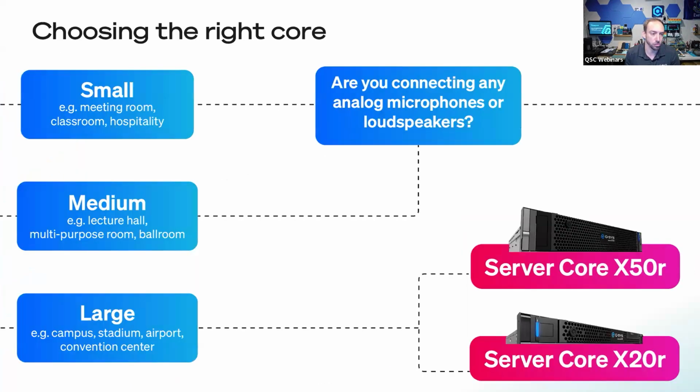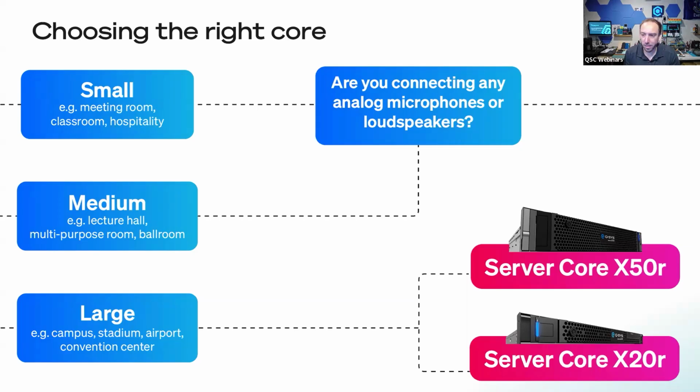So back to my decision tree. Like I said, we classify these as small, medium, and large. With small and medium, we immediately jump into what I/O are we using? Are you connecting analog microphones or loudspeakers? Do you need GPIO? What type of USB connection? That I/O is going to become really important. With large systems, typically we move straight to that centralized topology, and we just jump into how much processing you need to determine which server core.